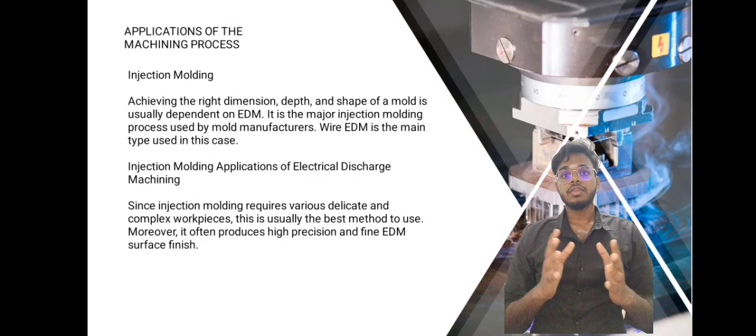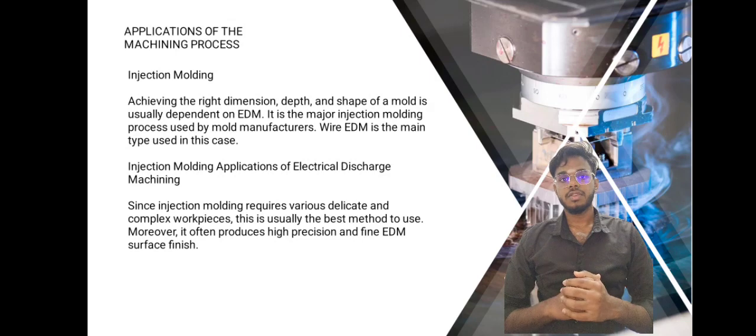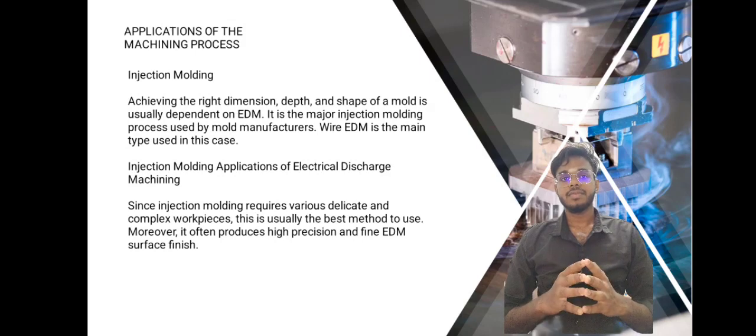Injection molding. Achieving the right dimension, depth, and shape of a mold usually depends on EDM. It is the major process used by injection mold manufacturers. Why is EDM the main type used in this case? Injection molding requires various delicate and complex workpieces, so EDM is usually the best method to use. Moreover, it often provides high precision and a fine EDM surface finish.